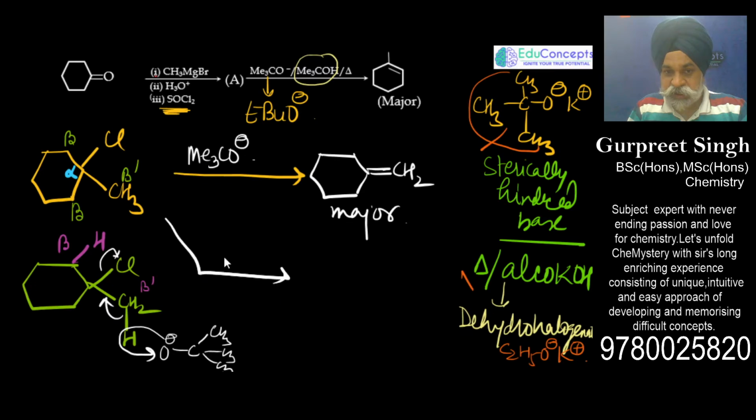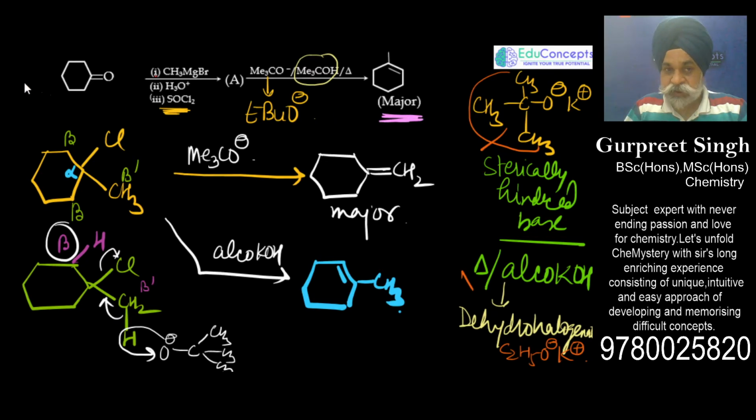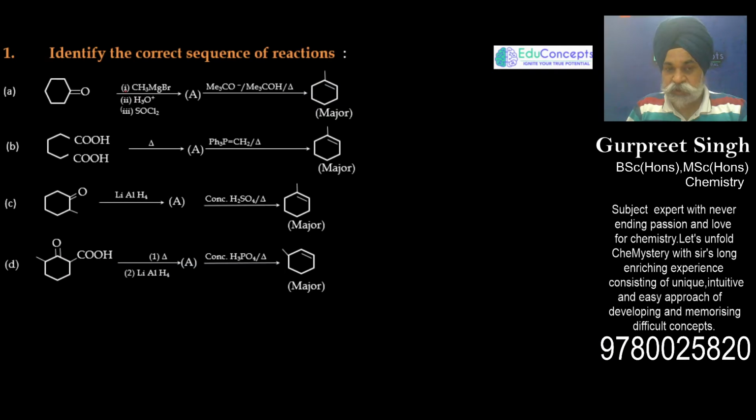Had you been using alcoholic KOH, which is not that sterically hindered, this beta hydrogen could also be removed, and what we may get is something like this. But here, with tertiary butoxide, they have shown the major product as this. So this in a way is a wrong narration, and option A would not be the right one.